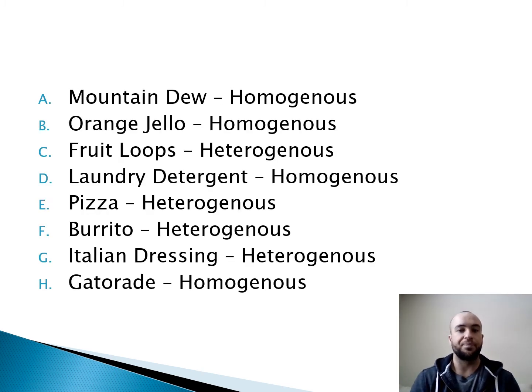look like this. Again, when I look at it, I see Mountain Dew. It looks like one thing, homogeneous. Orange Jello, does it look like one thing? Homogeneous. Fruit Loops, does it look like more than one thing? Yeah, I mean, they're all the same, but they're different colors, and they're different bits, and they're broken, and they all look crazy. Guess what? Heterogeneous. Laundry detergent, I guess that one is kind of aged, because now we have laundry pods, but I'm thinking old school laundry detergent. It looks like one thing, homogeneous.